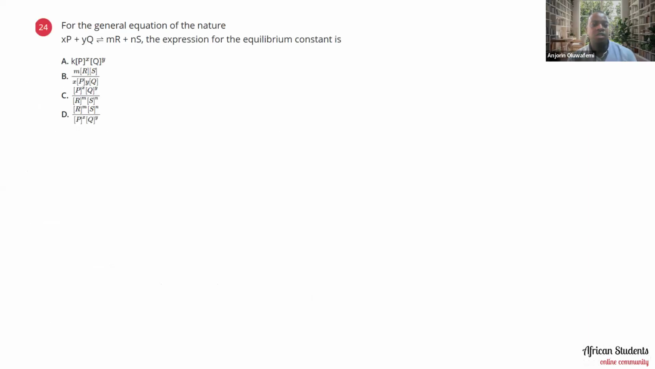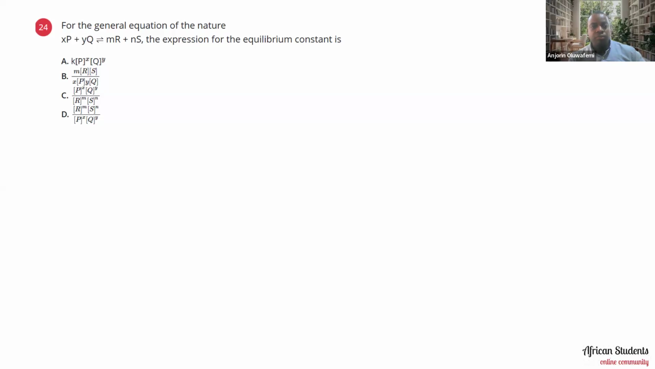Okay. All right, so we look at this one. For the general equation of the nature xP + yQ ⇌ mR + nS, where x, y are just the coefficients, the expression for the equilibrium constant is it option A, option B, option C, or option D?